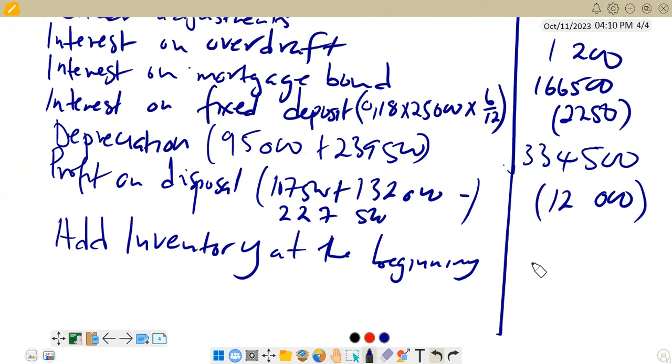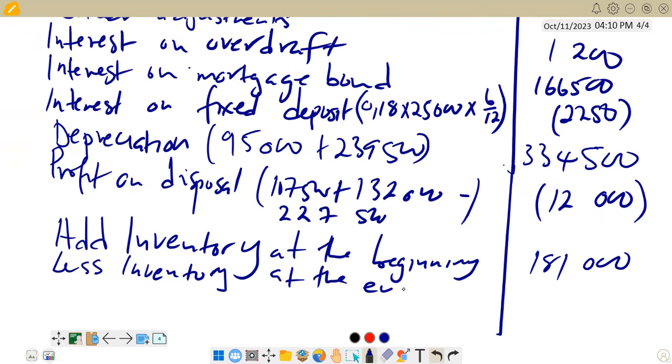So at the beginning, we have 181,000. Then we less inventory at the end. And the inventory at the end, we saw it there is 244. We're subtracting it.